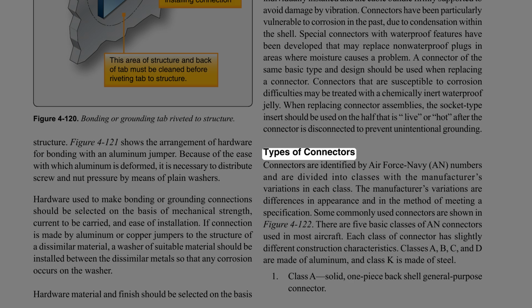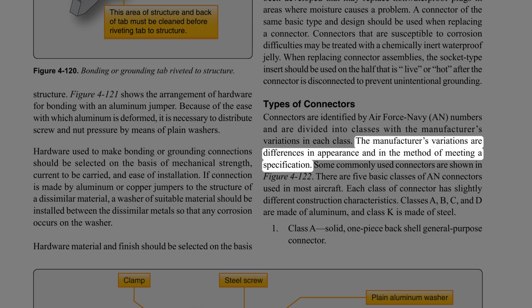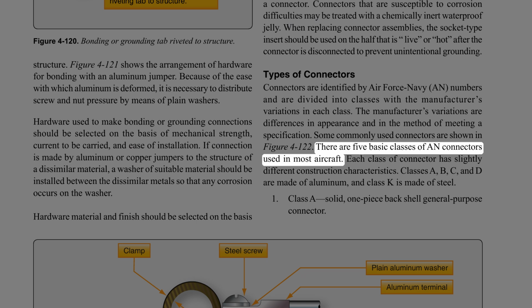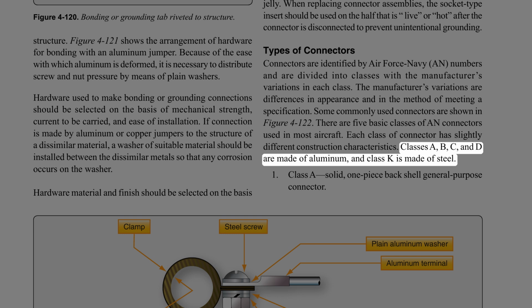Types of connectors. Connectors are identified by Air Force-Navy (AN) numbers and are divided into classes with the manufacturer's variations in each class. The manufacturer's variations are differences in appearance and in the method of meeting a specification. Some commonly used connectors are shown in Figure 4-122. There are 5 basic classes of AN connectors used in most aircraft. Each class of connector has slightly different construction characteristics. Classes A, B, C, and D are made of aluminum, and Class K is made of steel.